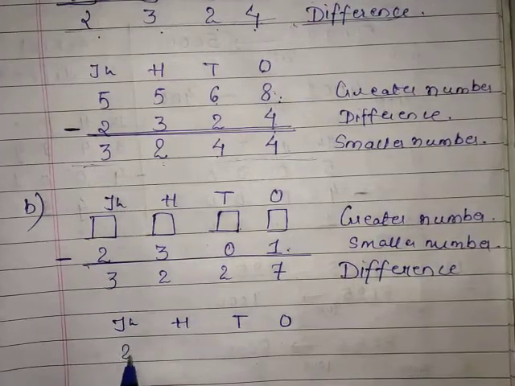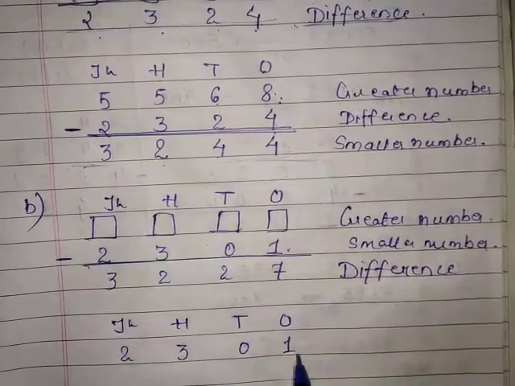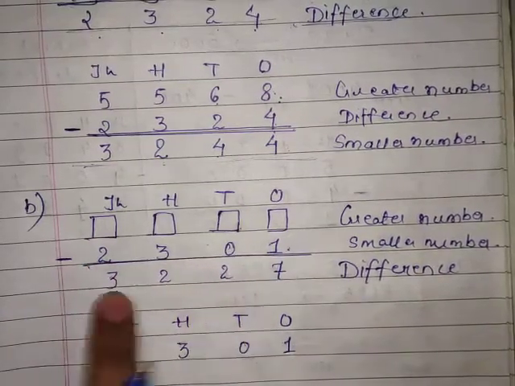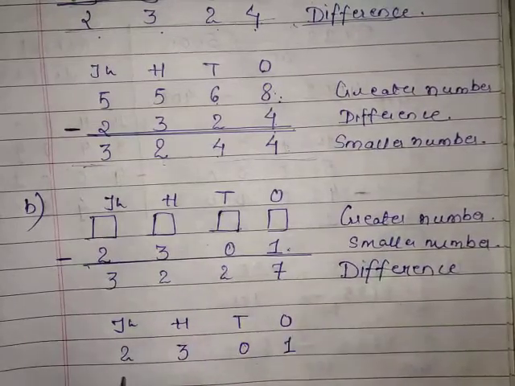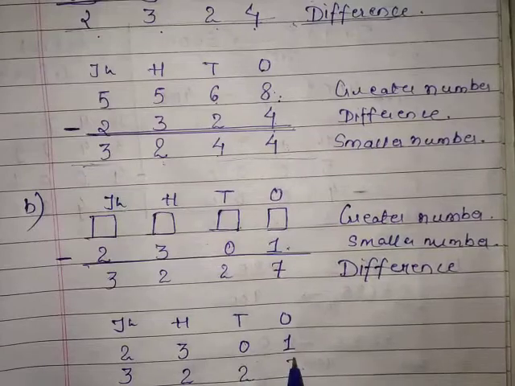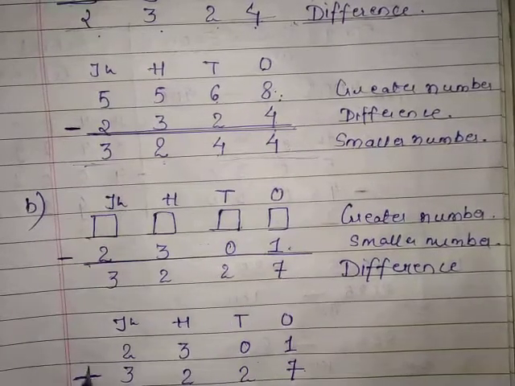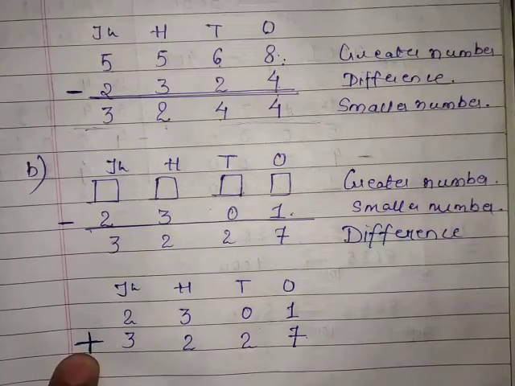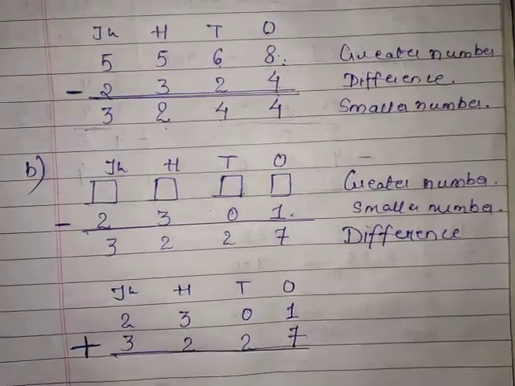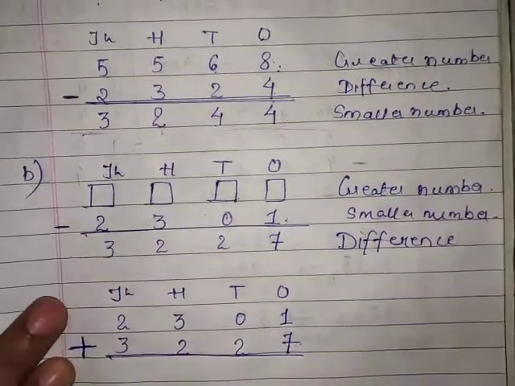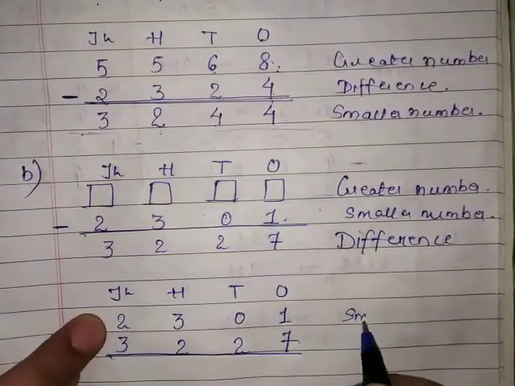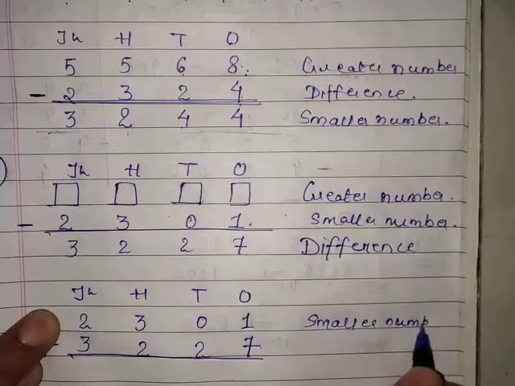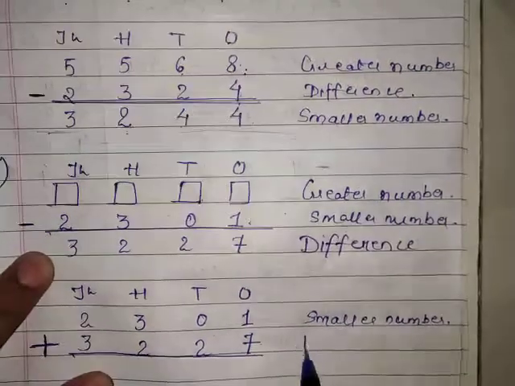So first we will write the smaller number. You can see that I have written the smaller number 2301. Now this is the difference. Alright. So here we will write 3227. And as I have told you, here we have to do the addition. So this is the sign of addition. Now children, we have to add the smaller number and the difference.